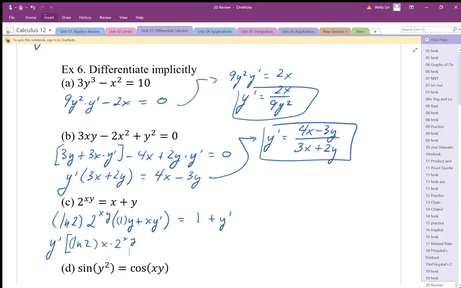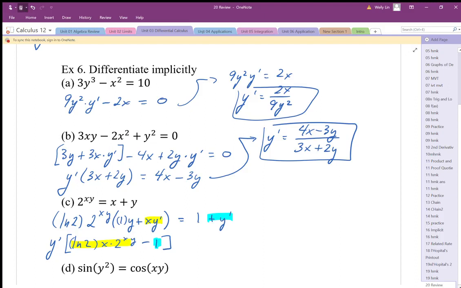Maybe I'll just highlight that factor here. When I multiply that, I'm going to end up with that factor. And when I move the y prime over to the other side and factor, I'm going to be left with the -1 factor, -1. Okay, so that comes from there. That -1 comes from that.